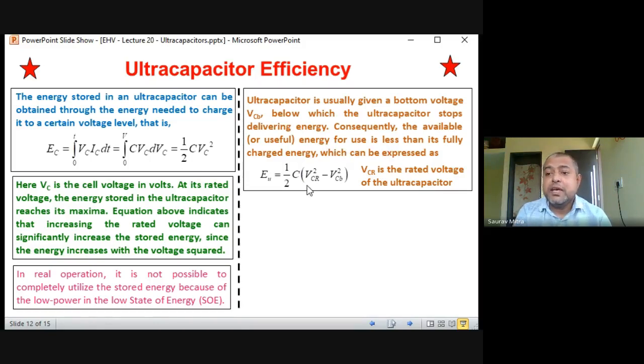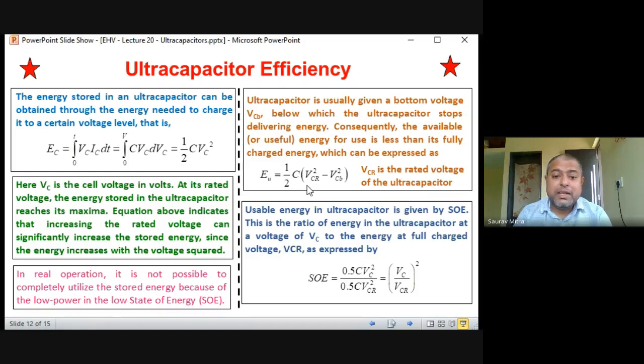So there is something called utilizable energy, which is given by EU = half C (VCR square minus VCB square). What is VCB? VCB is the bottom voltage. And what is VCR? VCR is the maximum that you can utilize. So the usable energy in the ultracapacitor is given by SOE, the state of energy. This is a ratio of the energy in the ultracapacitor at a voltage of Vc to the full energy at the fully charged voltage. So SOE is equal to C Vc square over C VCR square, that is, Vc divided by VCR, squared. So what is VCR?